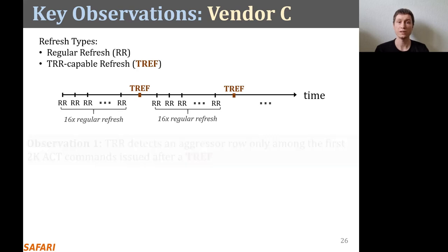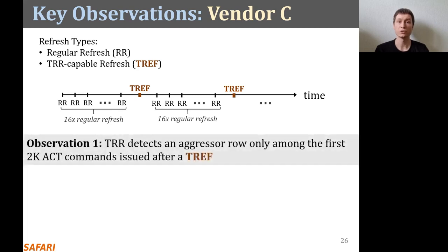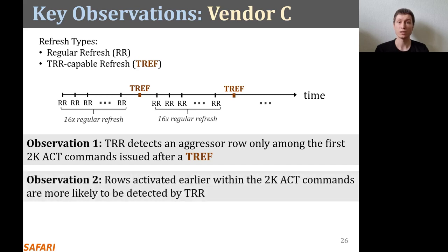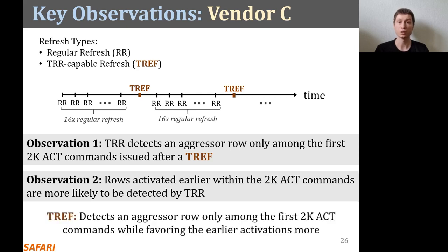We observe that TRR detects a row across only the first 2K row activations. Row activations performed after the first 2K activations evade the TRR mechanism. We also observe that rows activated earlier within the 2K activation commands are more likely to be detected by TRR. Basically, TRR probabilistically detects an aggressor row within the first 2K activations while favoring the earlier activations more.